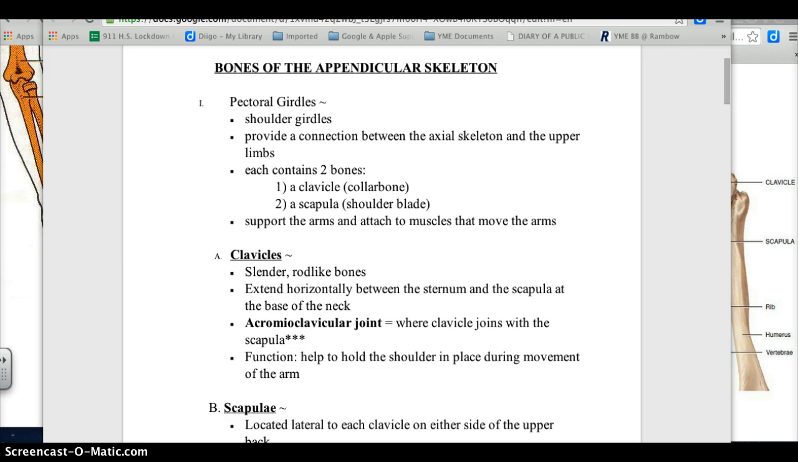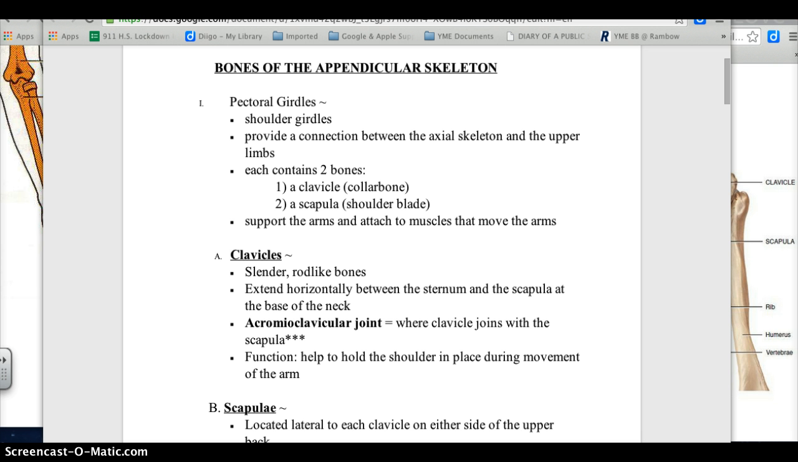The bones of the appendicular skeleton. We've covered the bones of the axial skeleton. We looked at the skull, made up of the cranium and facial bones. We looked at the vertebrae and the different curvatures. We looked at the thoracic cage. And now we're moving on to show the connection that the axial skeleton has with the appendicular skeleton. And we're going to start on top and work our way down.